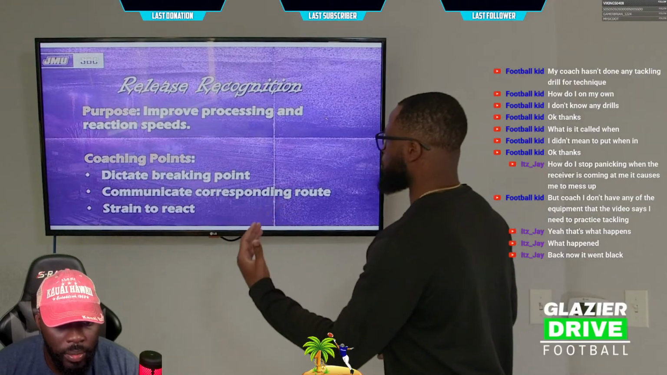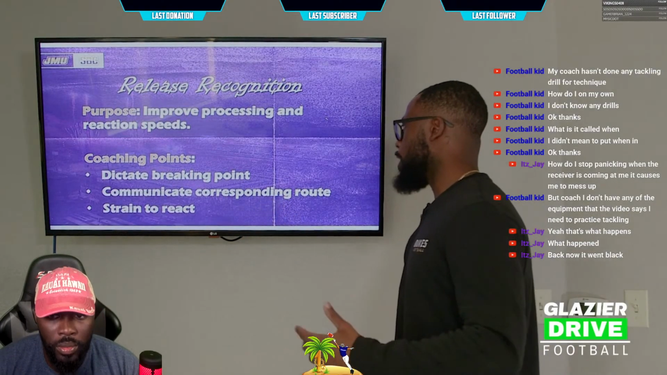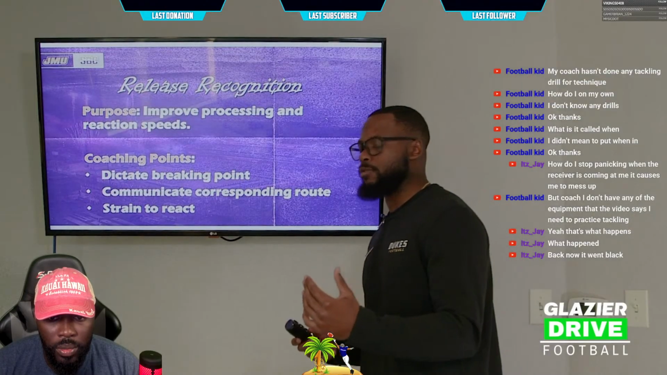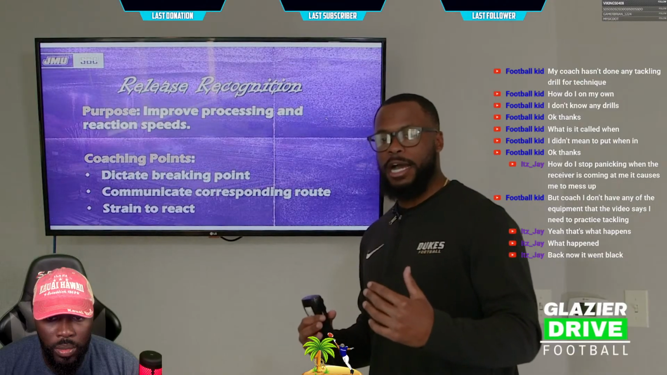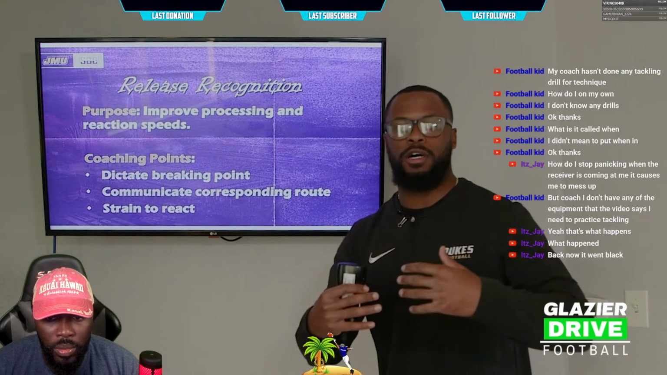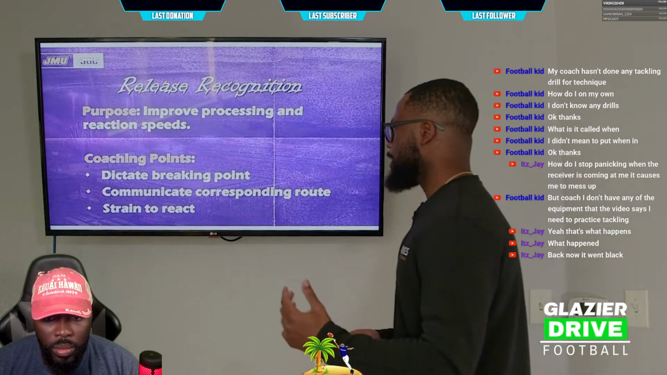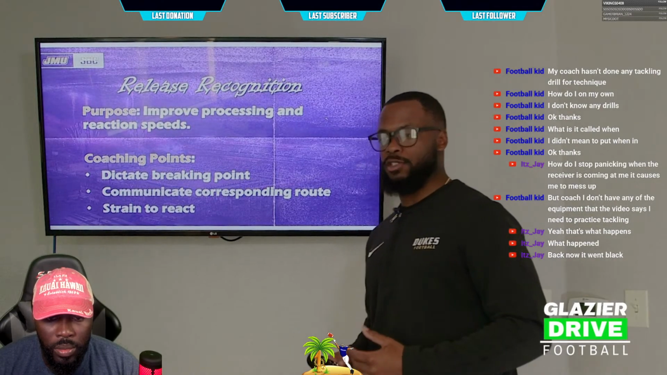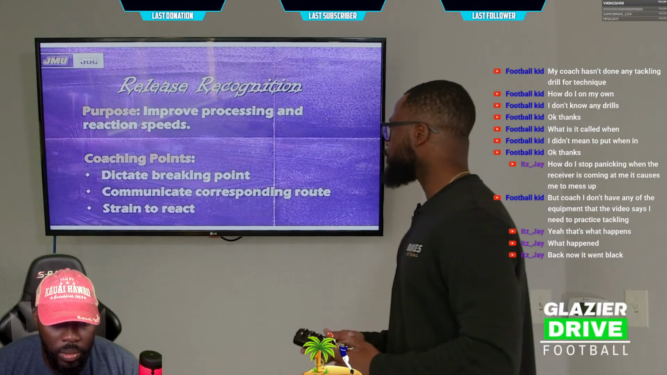The big thing here is the coaching points: letting the route dictate the breaking point, not backing up, giving as little ground as possible. We can do that, right? Communicate the corresponding route. What we're doing here, as you'll see in the drill, is as they recognize the release, they're going to yell out the corresponding route that we talk about marrying up with, right? And then strain to react. So the really big piece of it is the communication and the reaction.